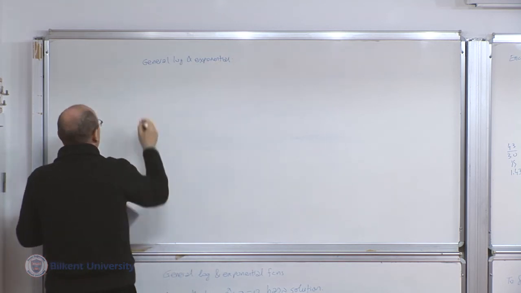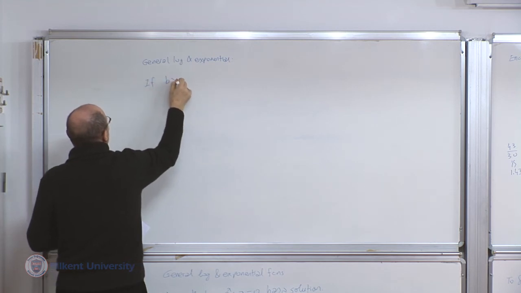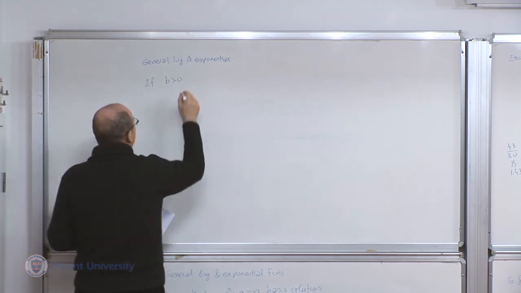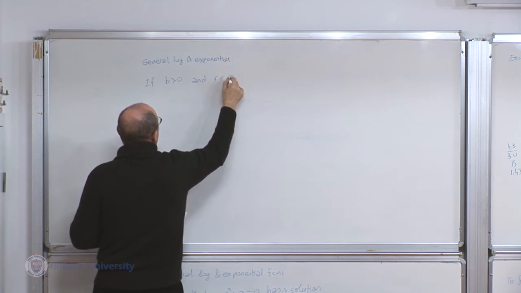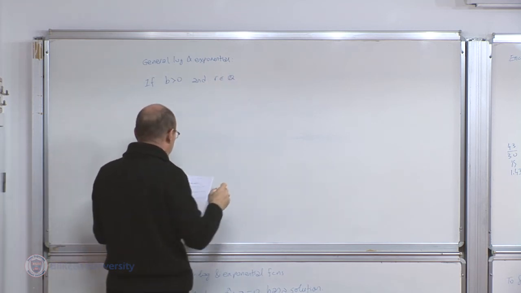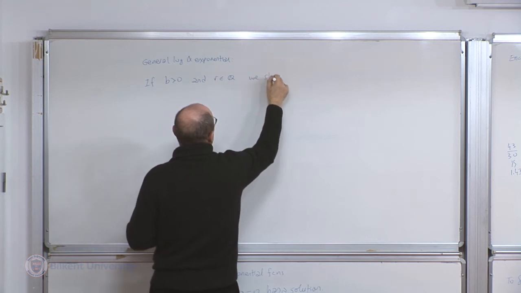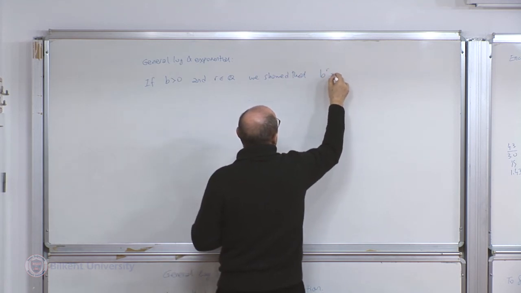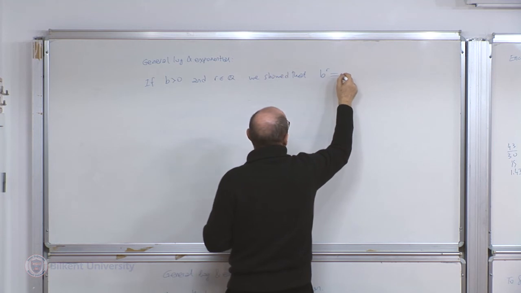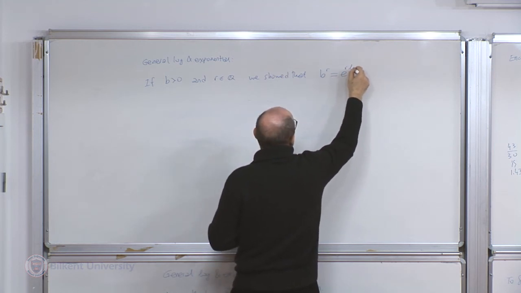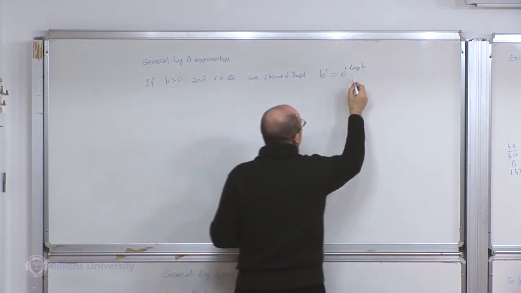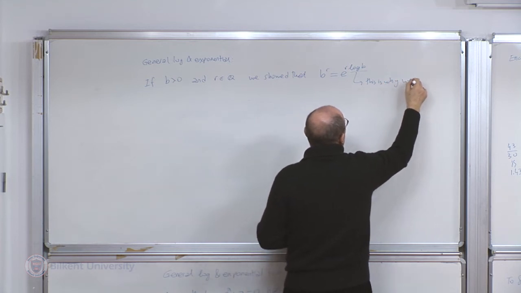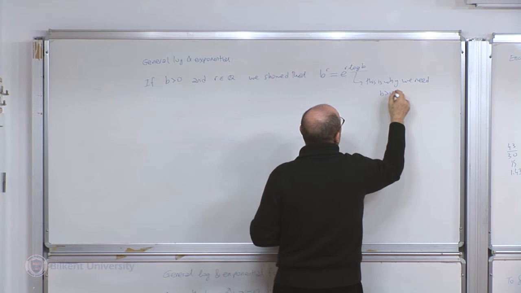Okay. So if b is a positive real number, b is for base, to remind us what base is. And r is any rational number. We showed that b to the power r is well defined, and it is equal to, now we use the natural number, e to the r log b. So this is why we need b positive in calculus.